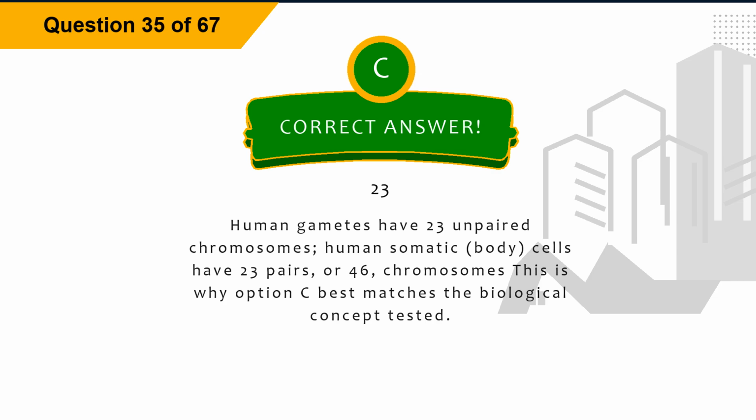Explanation: human gametes have 23 unpaired chromosomes. Human somatic body cells have 23 pairs, or 46, chromosomes. This is why option C best matches the biological concept tested.